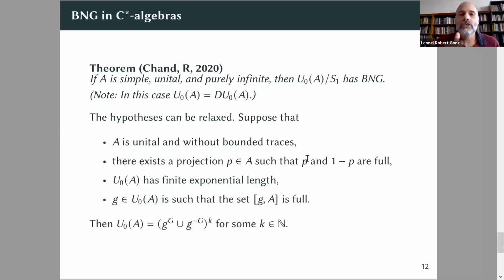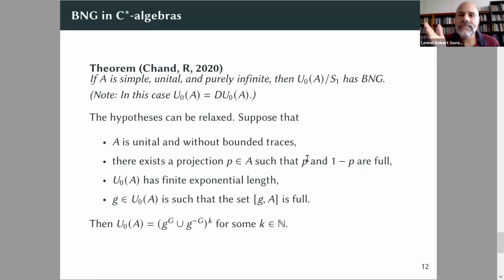On one hand, you need a unital C*-algebra without bounded traces. Then you want the existence of a projection that is full. So notice I drop simplicity. There exists a projection P such that both P and 1 minus P are full, meaning they both generate the algebra as a closed two-sided ideal.